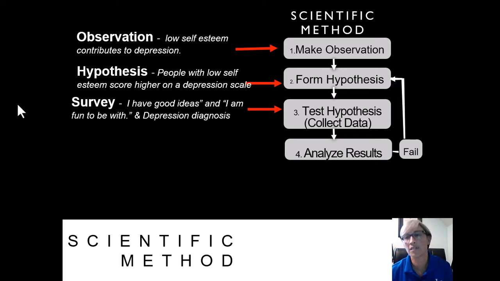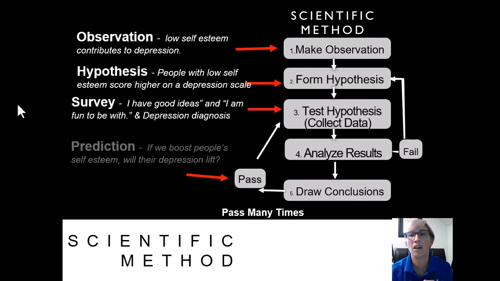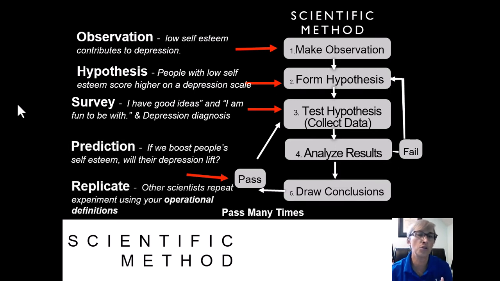The fourth step here of the scientific method is where we collect those survey data and then analyze the results. If it fails, then we have to reform our hypothesis. If it passes, then we can draw conclusions. And the conclusions could be something like, yes, these things are connected. Self-esteem and depression are connected. We can make a prediction like, if we boost people's self-esteem, will their depression lift? So we want to focus on low self-esteem if this is our theory.